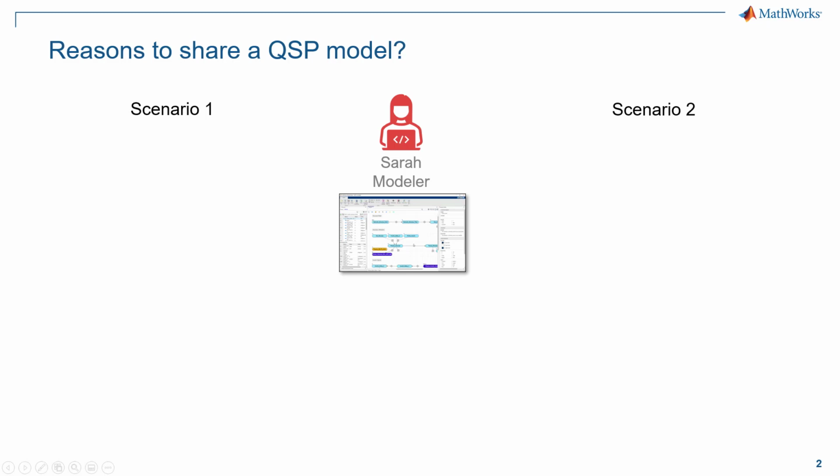But let's first consider reasons to share a QSP model. Let's assume Sarah is a modeler and she's built a model in SimBiology. Scenario number one, she might want to share that model with Pablo, who is also a modeler.